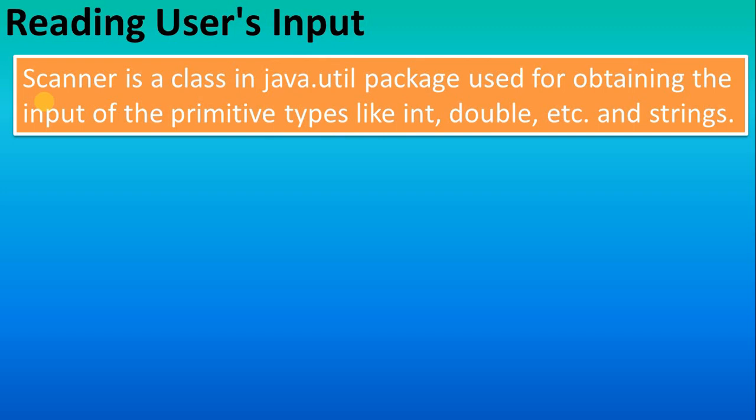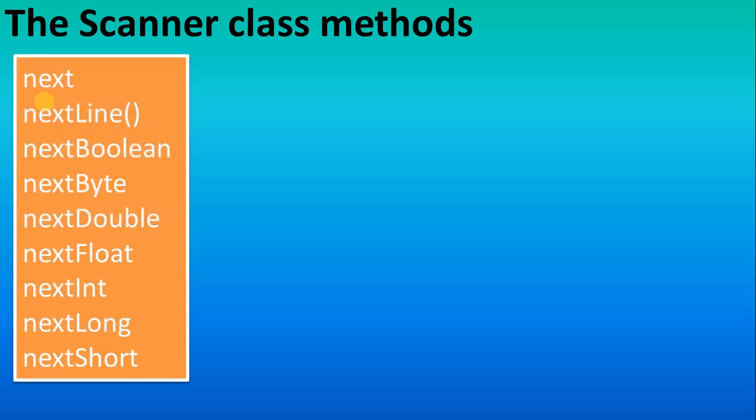Scanner is a class that is present in the utility package and it is used for obtaining input of primitive types like int, double, and also string. In the scanner class we have some methods, and because of those methods you can take the value and perform operations. These are the methods that we commonly use.